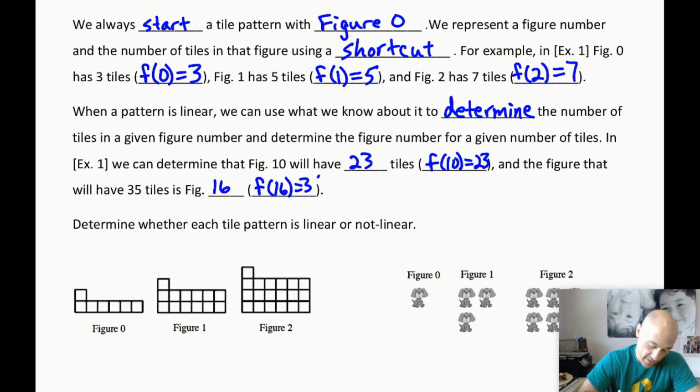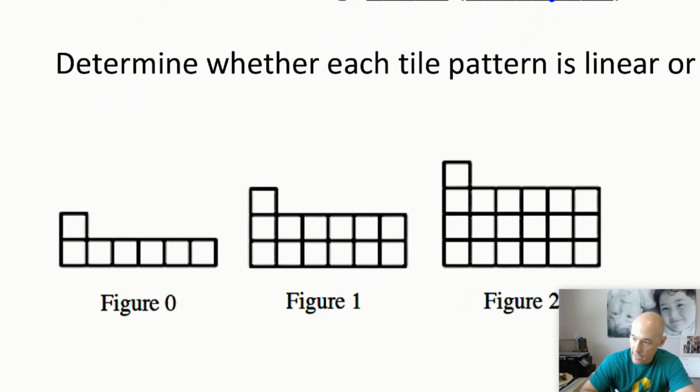All right, determine whether each tile pattern is linear or not. Okay, so what I see here is that in figure 0, we have this one right here, and then 1, 2, 3, 4, 5, 6. So it looks like we're adding these 6 on. So I'm going to color those in.